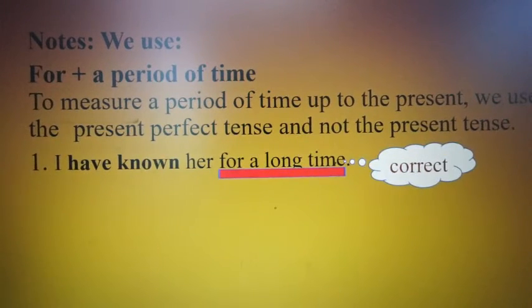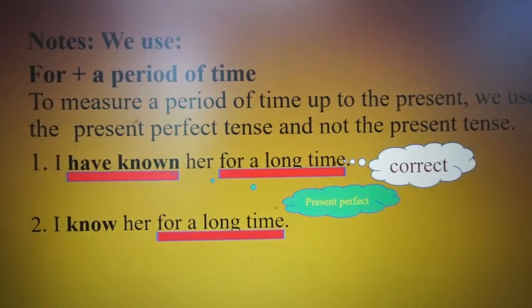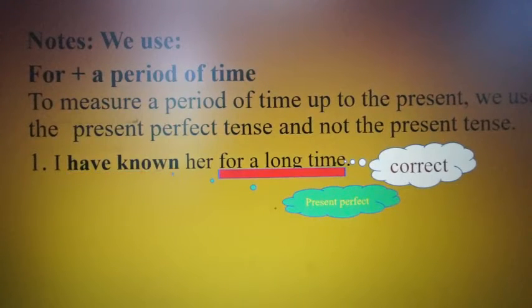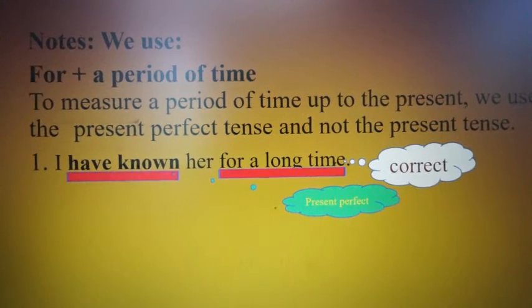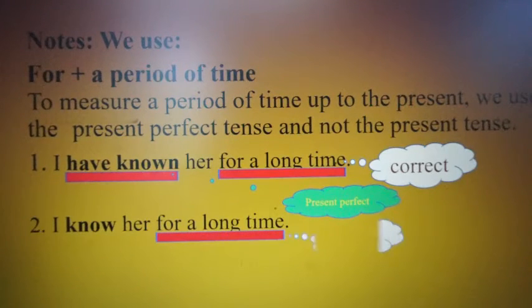We can use for, but we don't say I know her for a long time, because it is the present simple, so it is incorrect. For a long time, we don't use with the present simple. I know her is the present simple, but if you go back to I have known her, that is the present perfect. So again, I know her for a long time is incorrect.